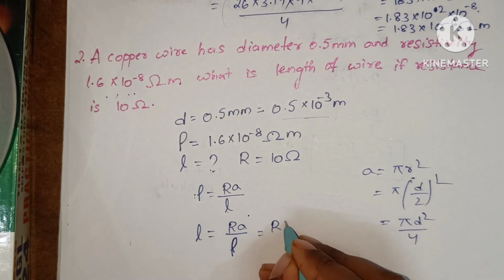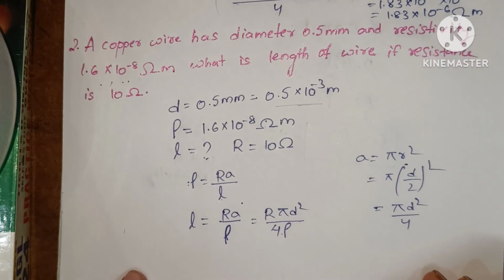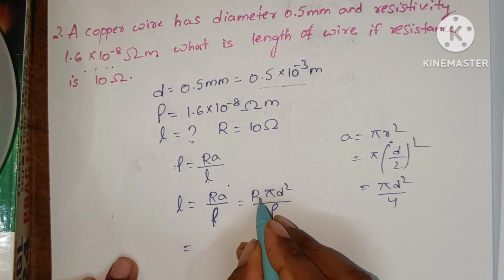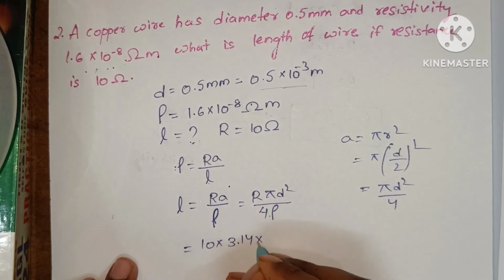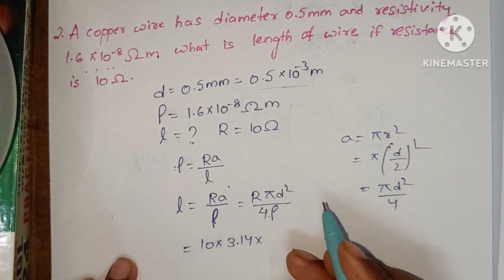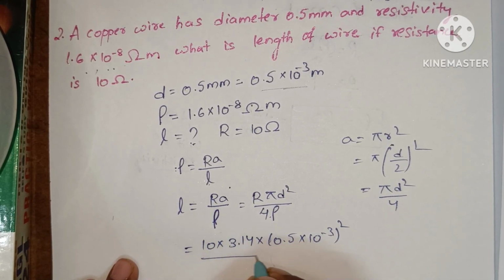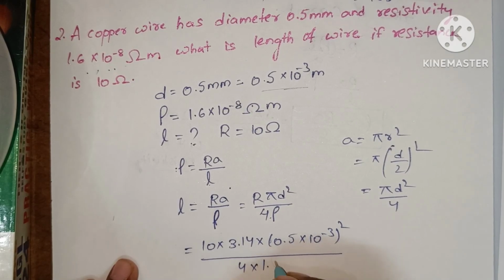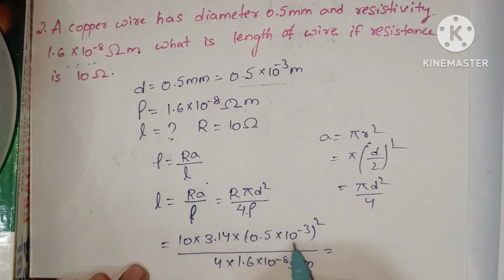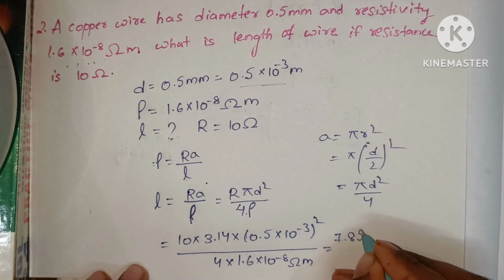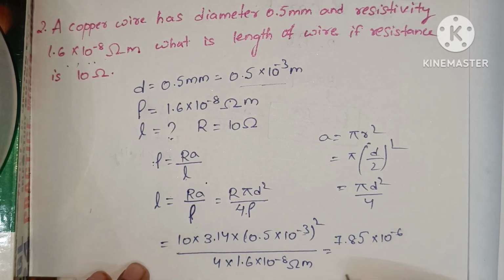So substitute the A value here. How much did you get? Pi d square by 4 into rho. Okay. So equal to R means how much here? 10 into pi, means 3.14, into D, means 0.5 into 10 power minus 3 whole square by 4 into 1.6 into 10 power minus 8 ohm meter. By solving this, how much will we get here? 7.85 into 10 power minus 6. Minus 3 whole square means 10 power minus 6.